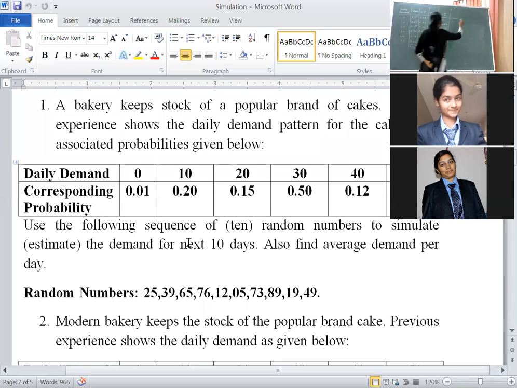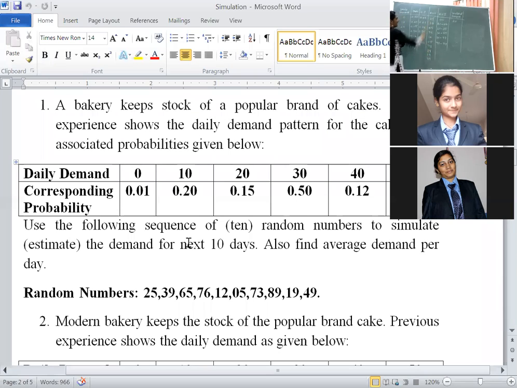Right now, we have to calculate what they asked, average demand per day. This is called simulated demand. What do we have to calculate? Simulated demand. Simulation is nothing but estimated demand. Right now, again, we have to concentrate on random numbers. That is, the random number is 25. In which class interval does this 25 lie? 25 lies in this particular class interval, that is 21 to 35. What is the daily demand? That is 20. Here, in front of 25, you have to write 20.